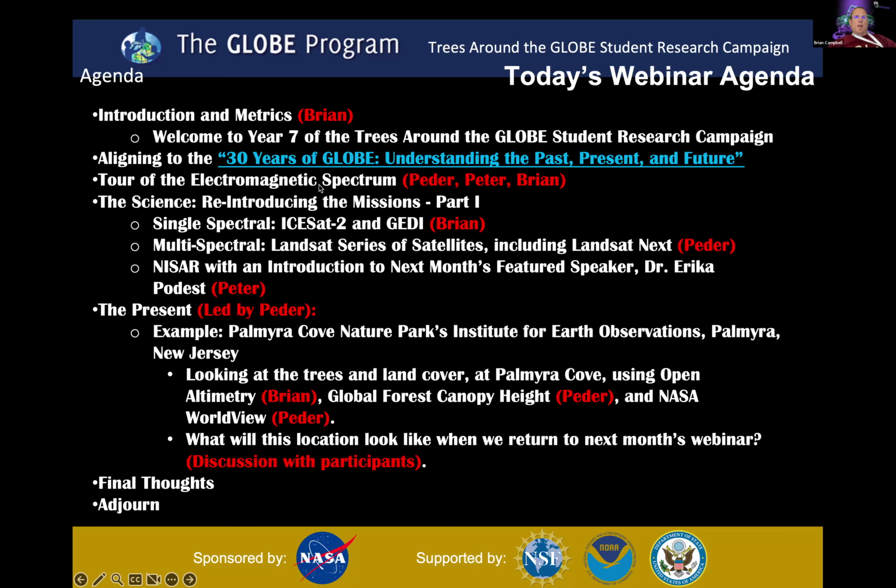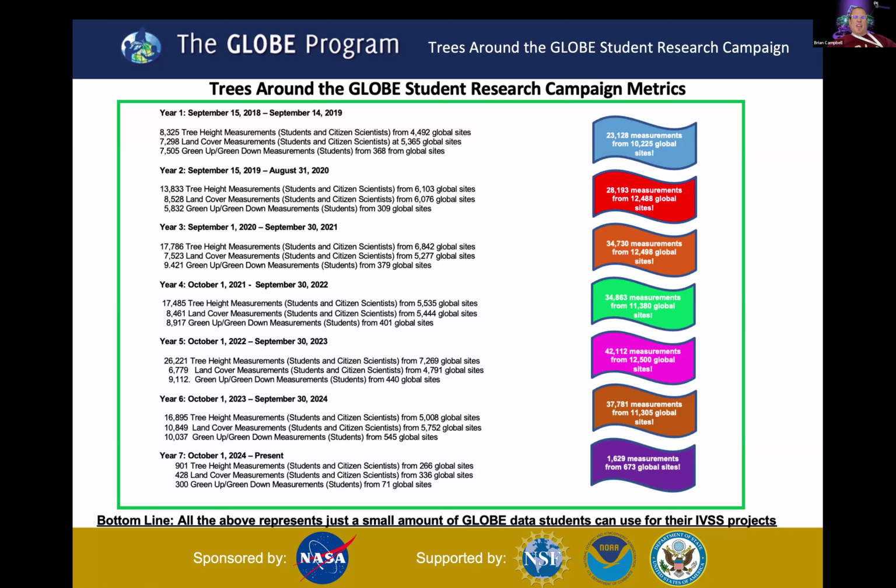What I'm going to do now quickly is go through these first. Sorry, I forgot I had these again, but I don't know how I forget because these are in every webinar. These are the metrics for the major observations that are part of the campaign: tree height, land cover, green up, green down, or greenings. I want you to draw your attention to year 7. That's where we are now. And we already have 1,629 measurements from 673 global sites. We have over 900 tree height measurements, over 400 land cover, and 300 green up, green down observations.